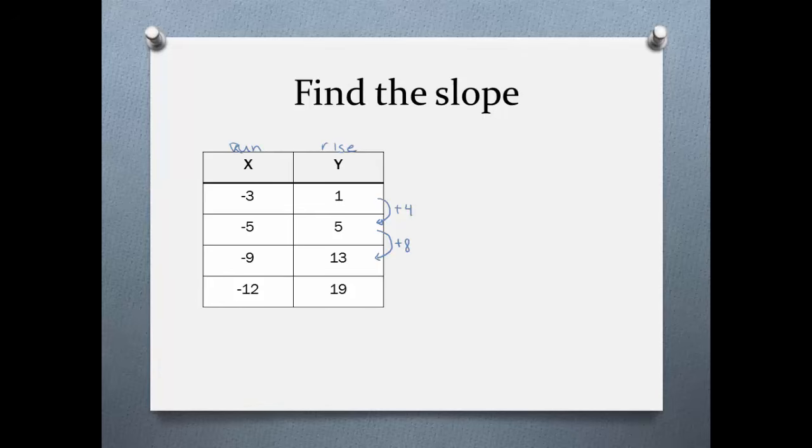That's kind of weird that those aren't the same. To get from a 13 to a 19, I have to add 6. So it looks like my rise is changing. Let's see what happens with the run.